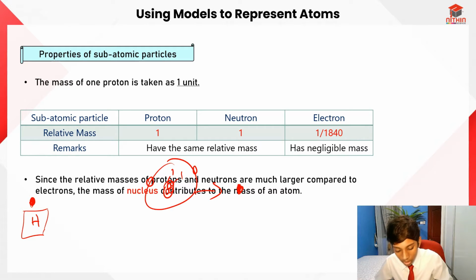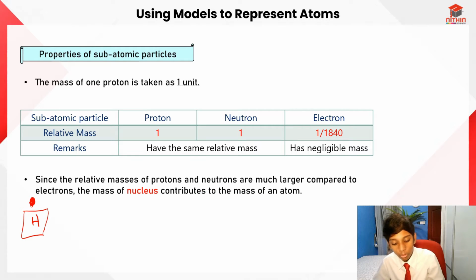Since the relative mass of protons and neutrons is much larger than that of electrons, the mass of the nucleus contributes to the mass of an atom. That is basically what I was trying to explain here. Let's move on.